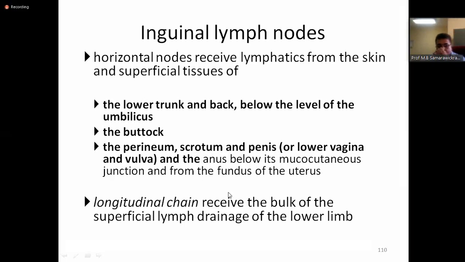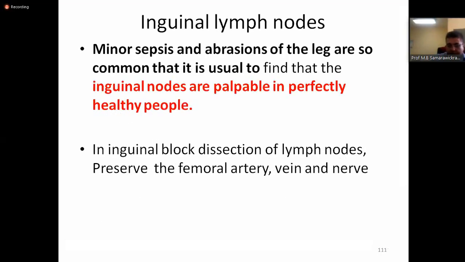The longitudinal chain receives the bulk of the superficial lymph drainage of the lower limb. Ultimately, all these reach the deep inguinal nodes, which lie within the femoral triangle. There are importantly 3 nodes within the femoral triangle, right? And the glans penis drains directly into the deep nodes without passing through the superficial nodes. That is another important thing.